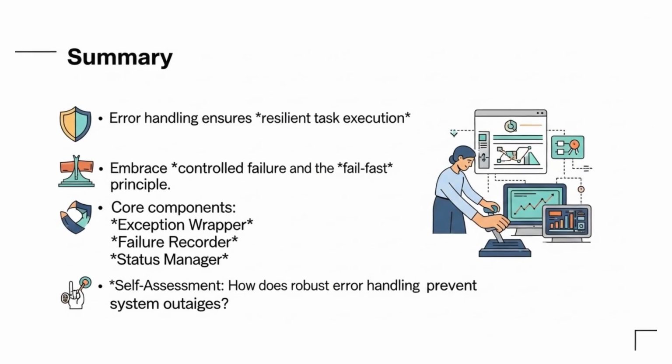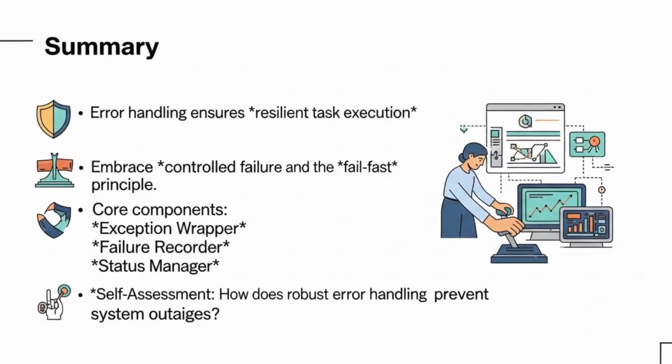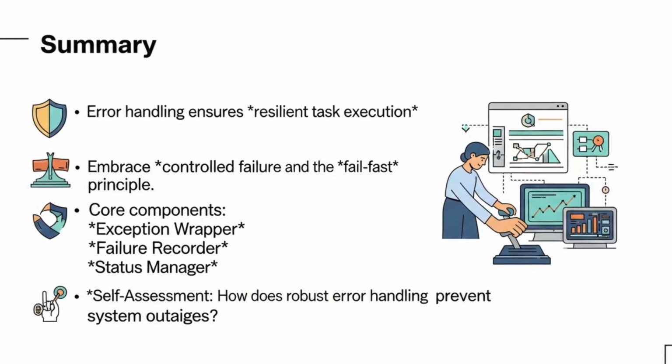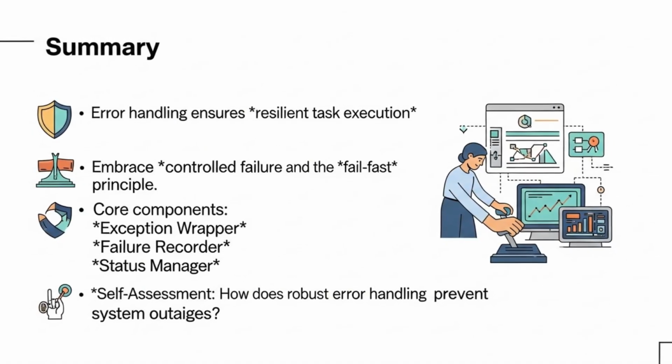We've covered a lot today, laying the groundwork for truly resilient systems. Remember, implementing proper error handling ensures resilient task execution, transforming your scheduler from a fragile prototype into a production-ready component that can withstand the unpredictable nature of real-world operations. We learned to embrace controlled failure and the fail-fast principle, moving tasks to a definitive terminal state quickly, which drastically improves visibility and resource management. We also identified the core components, the exception wrapper, failure recorder, and status transition manager, and walked through the robust control flow that governs task execution and status updates.